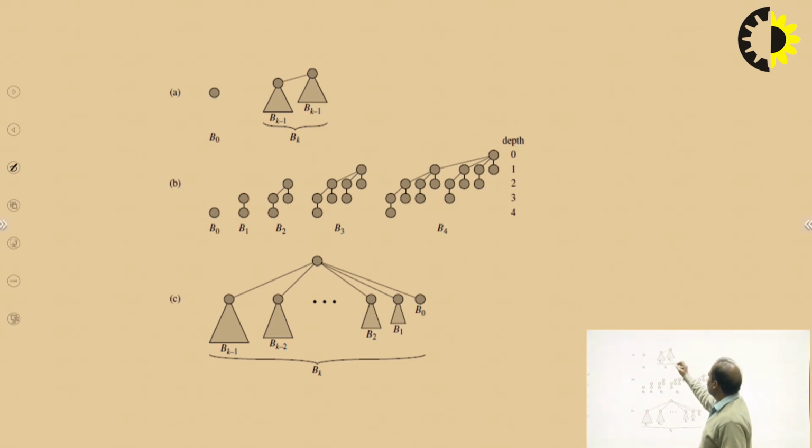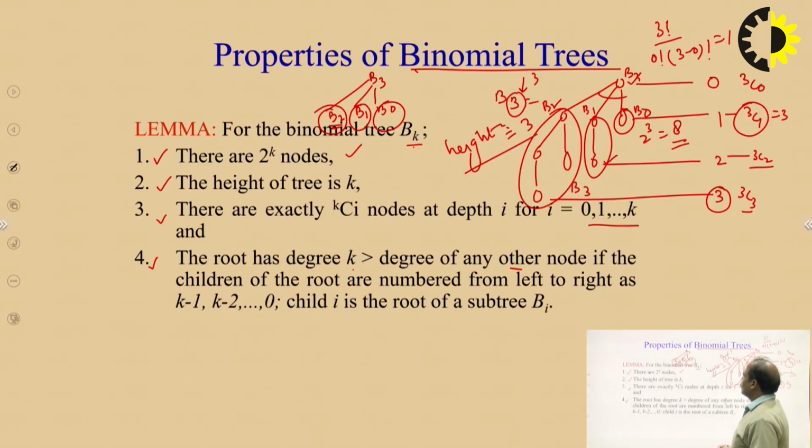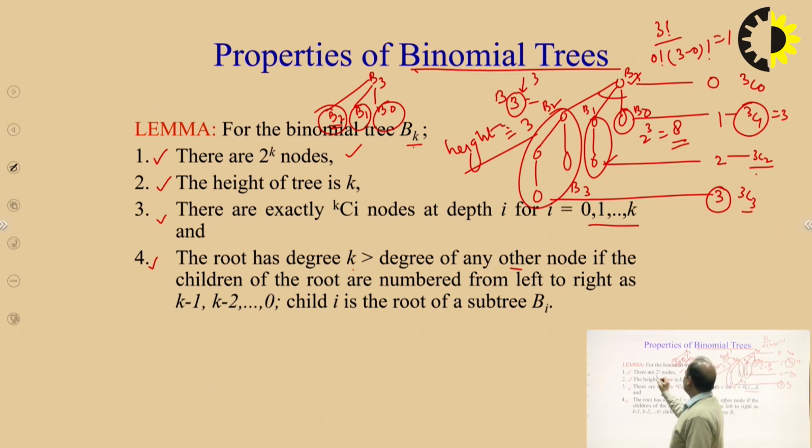So this is how it is defined: B0 single, then Bk minus 1. I have seen it already, 0, then 1, then 2, then 3, then 4, right? So this can be proved actually. This theorem can be proved by induction. If you talk about theorem number 1, there are exactly 2 to the power k nodes, right?